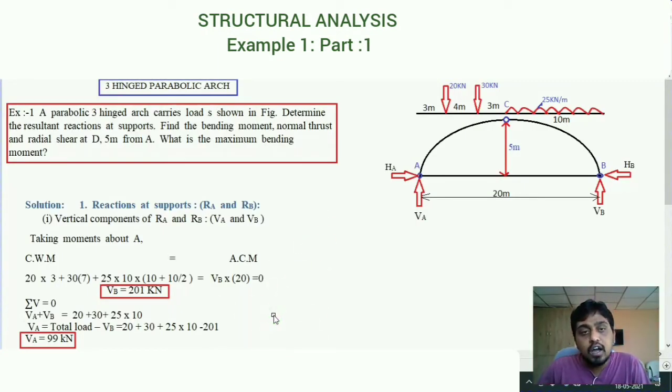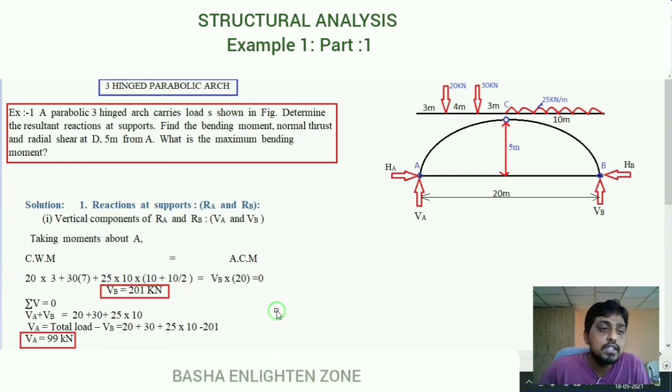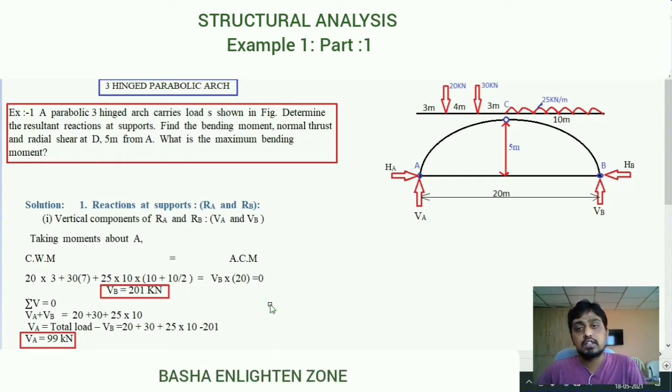In this lecture, I would like to show how to solve the example of three-hinged parabolic arches. So see here, this is the question and it contains the given data. A three-hinged parabolic arch carries loads as shown in the figure. See here, this is a three-hinged parabolic arch.